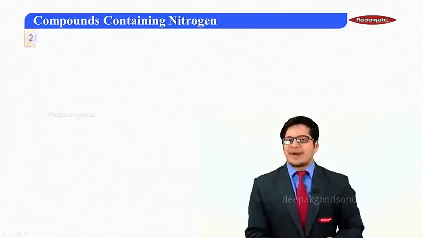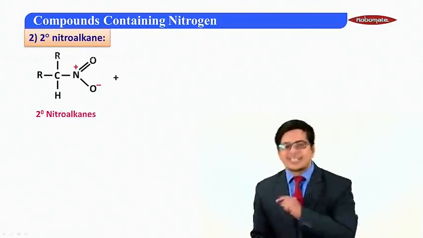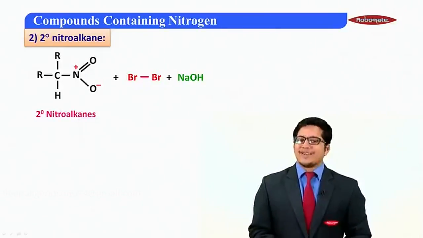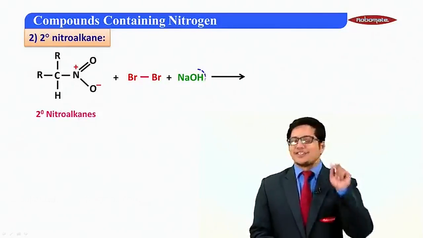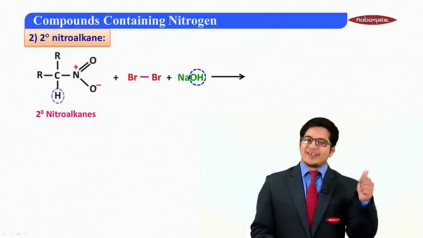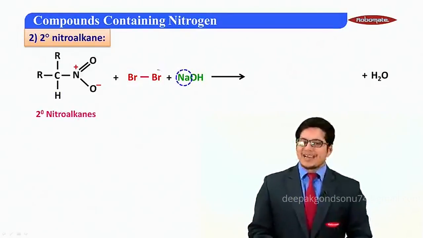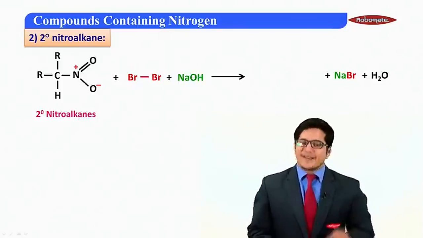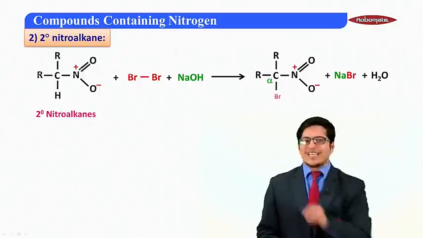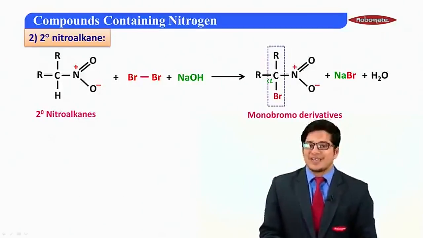Let's now talk about the secondary nitroalkane. Let's take a secondary nitroalkane, react it with bromine in the presence of NaOH. Now what would happen? Again, the acidic hydrogen, that is your alpha hydrogen, combines with OH, giving us a molecule of water. Na combines with Br, giving us NaBr. And finally, the secondary nitroalkane is converted into a monobromo derivative of secondary nitroalkane.